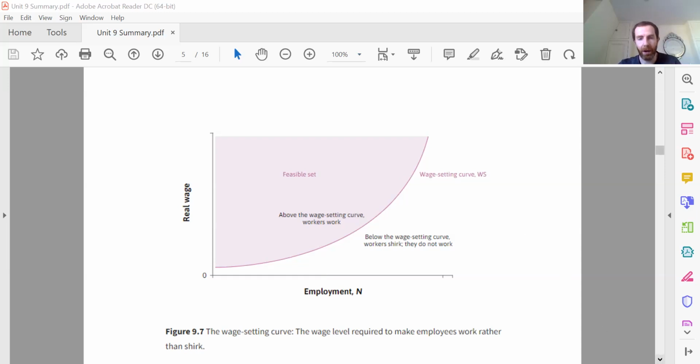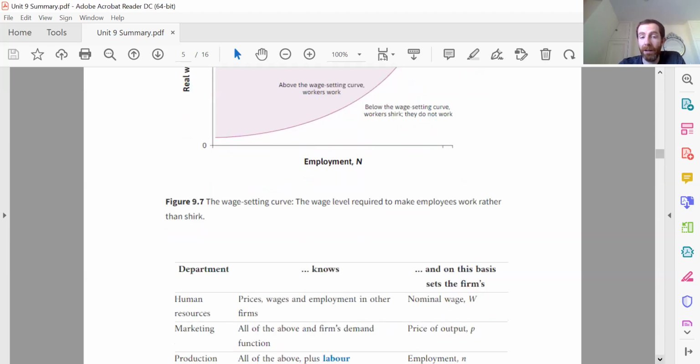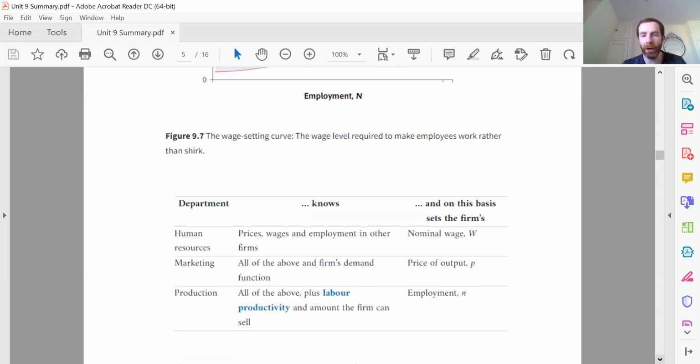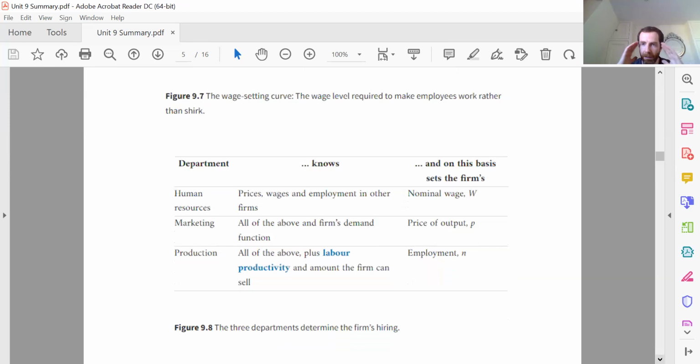So what we do now is look at the price setting curve. And we're going to go back to thinking about, okay, this is the firm, because the firm chooses what the nominal wage actually is. The firm chooses what the price is. And then that's going to lead us to a particular real wage, which is what the price setting curve shows. So this table is really nice. It kind of takes us through what each department knows and what they have to do.